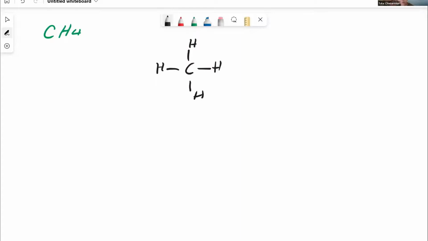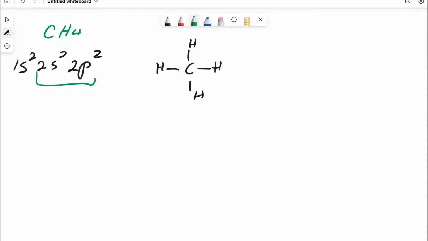4. 4, very good. So if we were to write the electron configuration of carbon, what is it? Carbon would be what? 1s2, 2s2, and 2p what? 2p2. And that's the 4 here, right? That's the one we are concerned with. Why? Because this is the valence shell, the valence electrons.